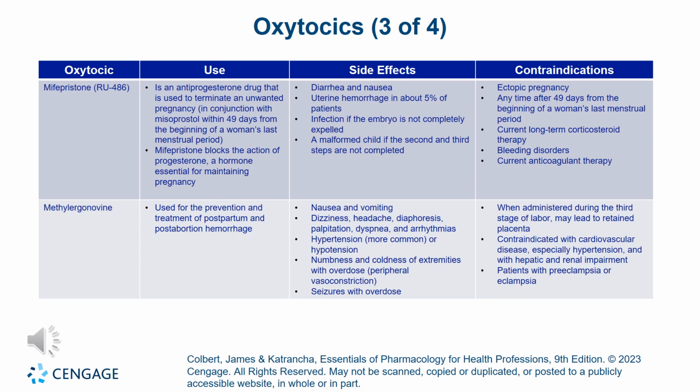Mifepristone, or RU-486, is an anti-progesterone drug used to terminate an unwanted pregnancy, in conjunction with misoprostol within 49 days from the beginning of a woman's last menstrual period. Mifepristone blocks the action of progesterone, a hormone essential for maintaining pregnancy. It's used only very early in pregnancy. Without progesterone, the uterine lining thins, so the embryo cannot remain implanted and grow.